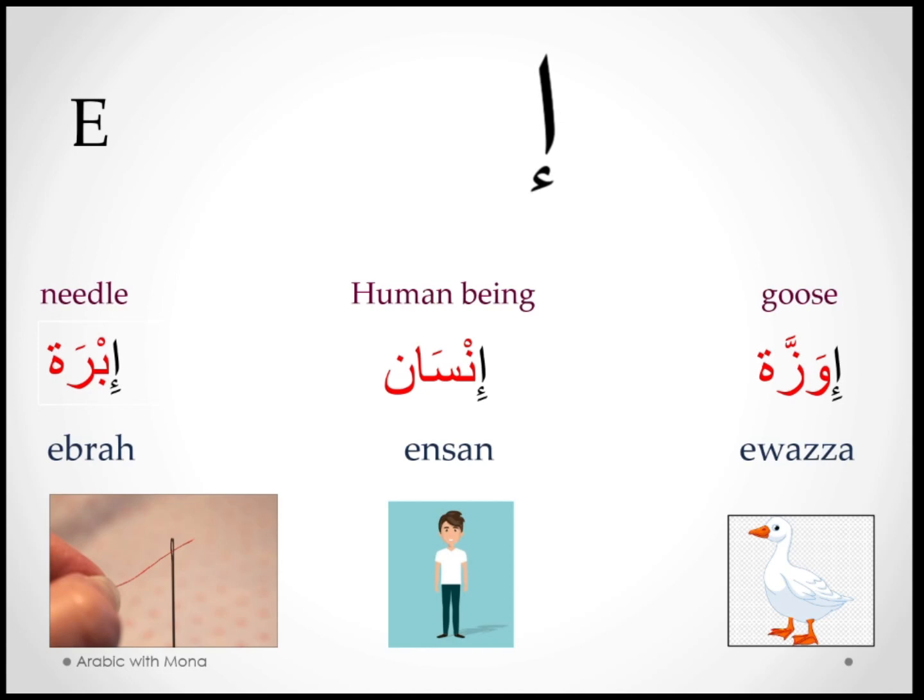Again, I remind you that you don't have to memorize all these words, but you have to know how to read and write Alif with Fatha and Kasra. Again, the straight line with Hamza below it means that this is Alif Kasra, which is E, E.